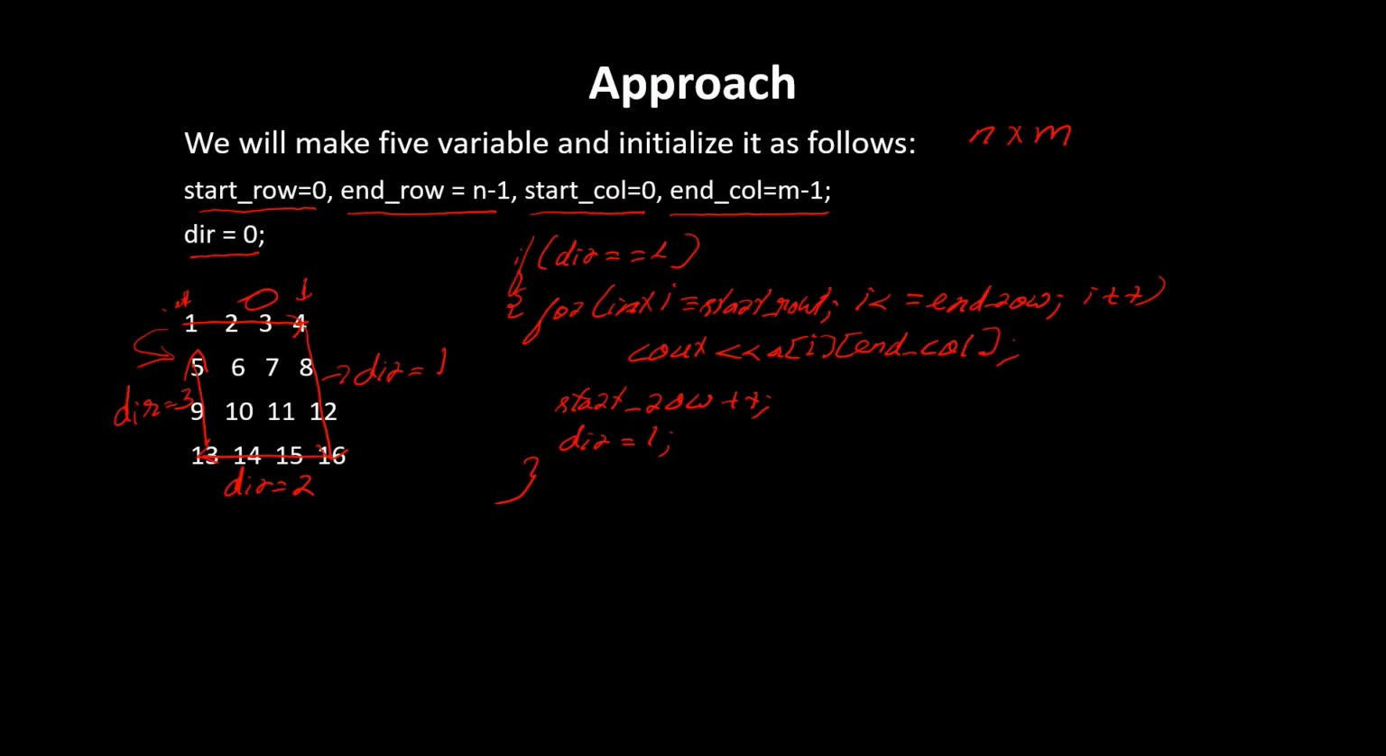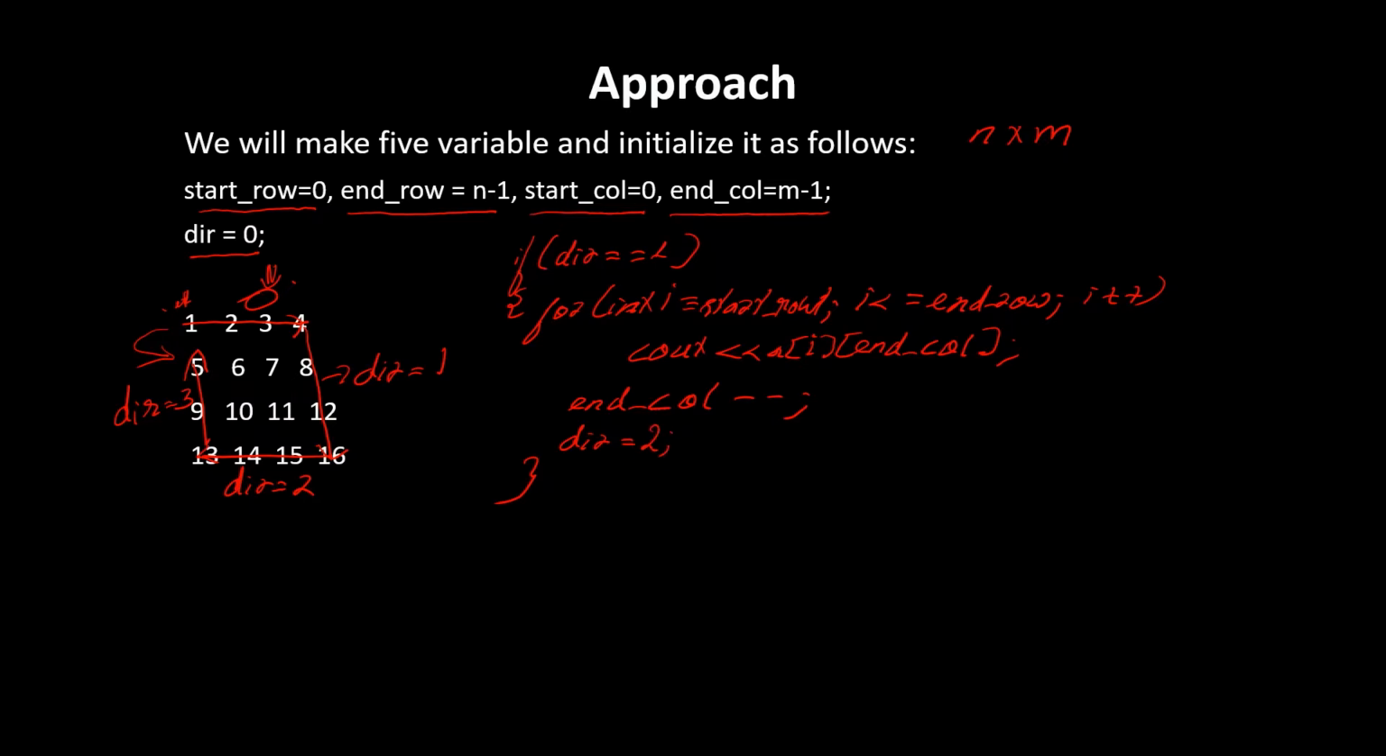After completion of this, we have to decrease our end column. That means we have printed the last column. Now we have to decrease our end column to this point. So we will do end column minus minus, and now we will change our direction to 2.